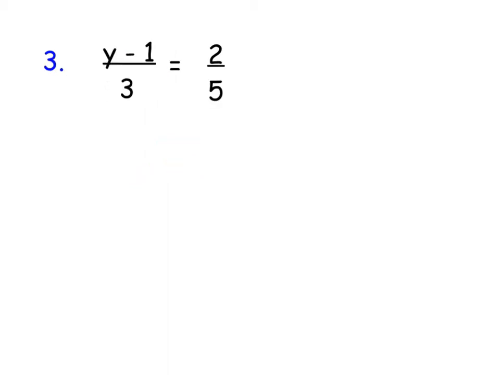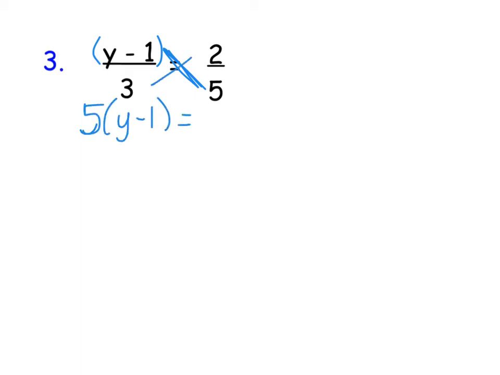Okay, so y minus 1 over 3. So this time the numerator has got 2 terms on it. Now I know there's not a bracket there, but the minute there's 2 terms in a fraction, you can imagine a bracket on there. We're going to cross multiply. So my unknown, we're going to do this one first. 5 times both of those things. So I'm going to write it as 5 bracket.